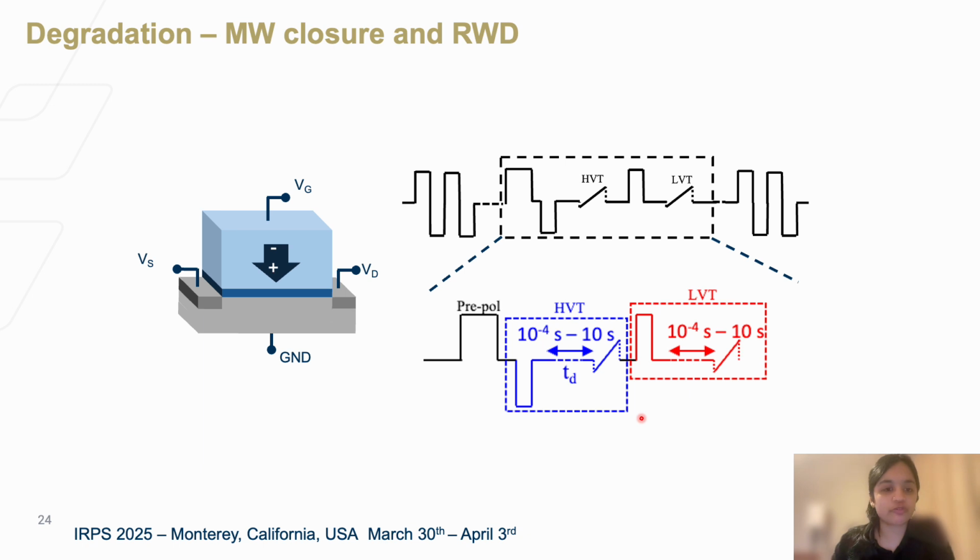To perform this set of measurements, this is the measurement schematic. We have bipolar stress, often interrupted with a read operation, and the read operation is expanded over here. We have a pre-polarization pulse that sets the device to one fully polarized state, and then we have the negative erase pulse and the positive program pulse. We vary the read delay from 10 to the power minus 4 seconds to 10 seconds, and in each case we measure the memory window.